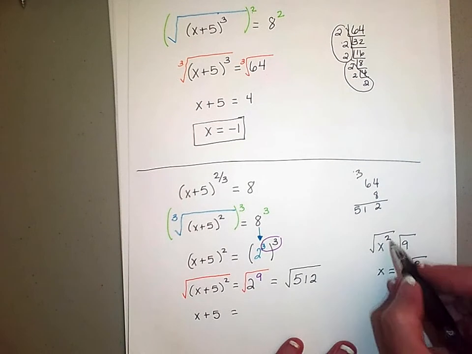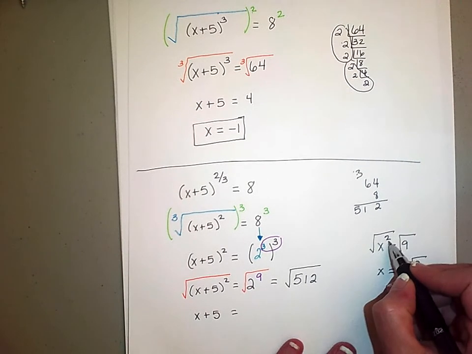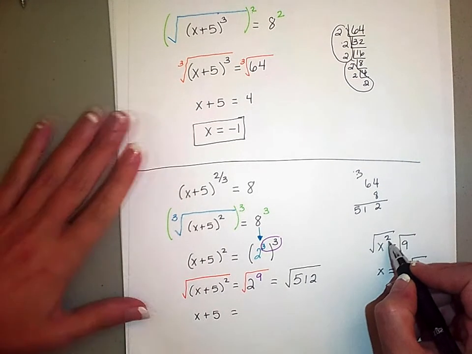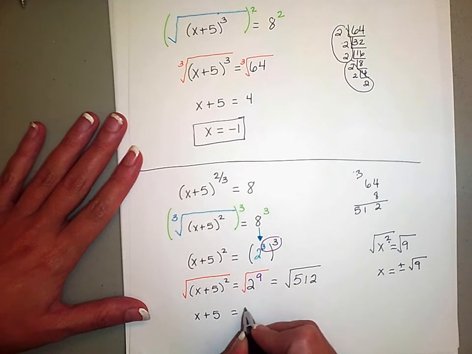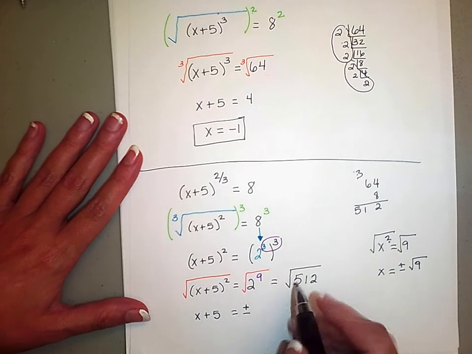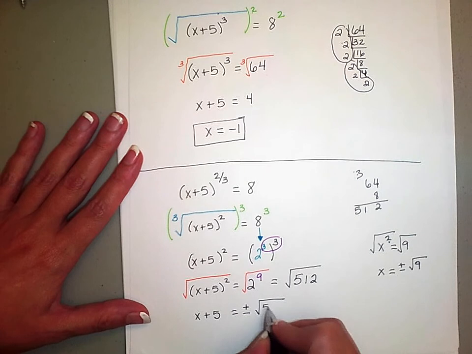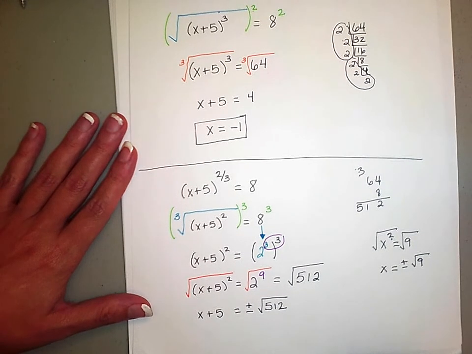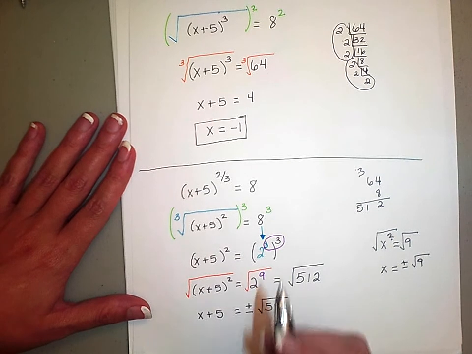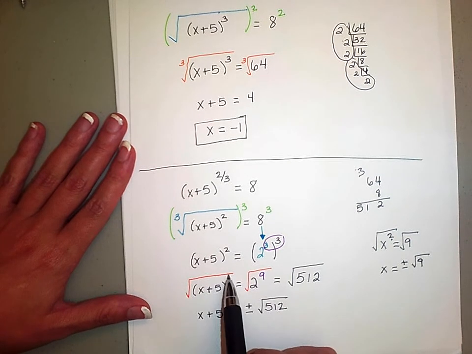Okay. This is because it's an even root. Okay. And the same thing will happen here. I'm taking the square root, so the answer needs to be plus or minus the square root of 512. So don't forget the plus or minus when you're taking a root that is even.